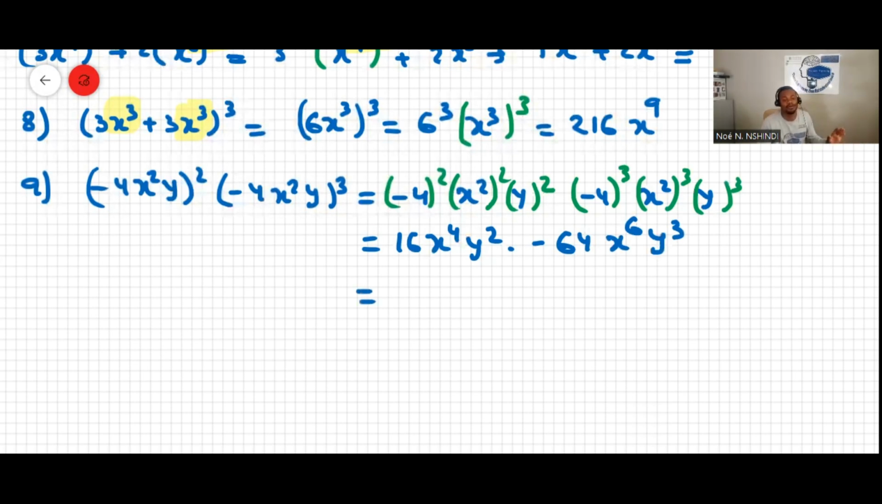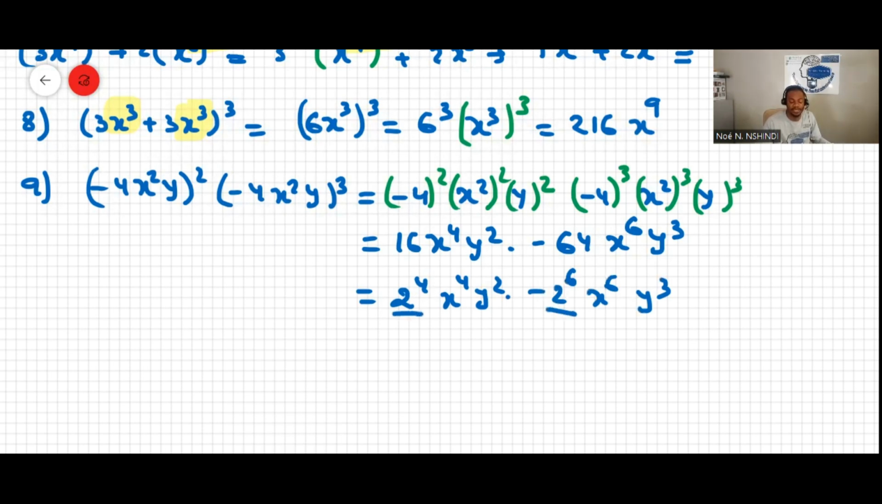If I want to be strict here about not using a calculator, over here I can write 16 as 2 to the power of 4, x to the power of 4. Let's combine here. And then the 64 can be written in terms of its prime factor. 64 will be 2 to the power of 6, and then x to the power of 6, y to the power of 3. Now that all are in terms of the prime factor, I can just combine all this.